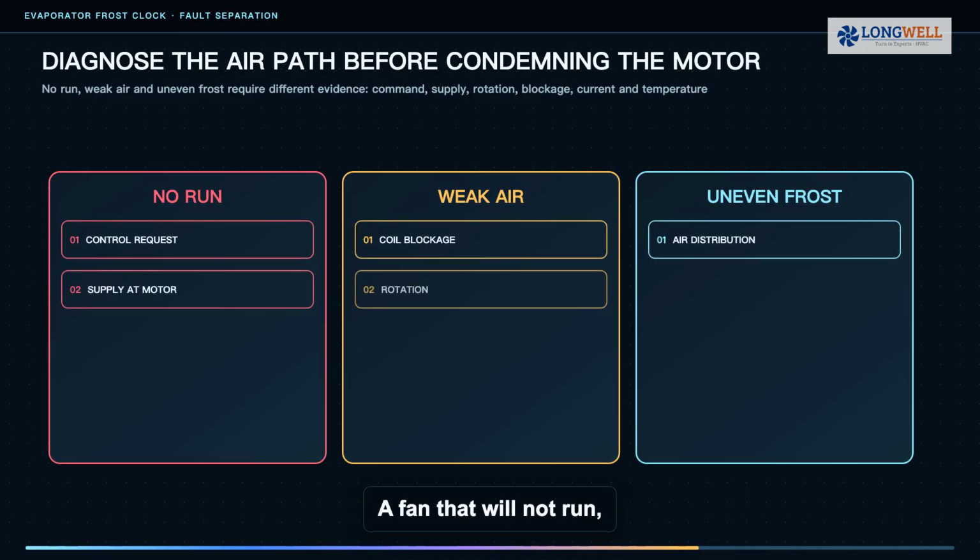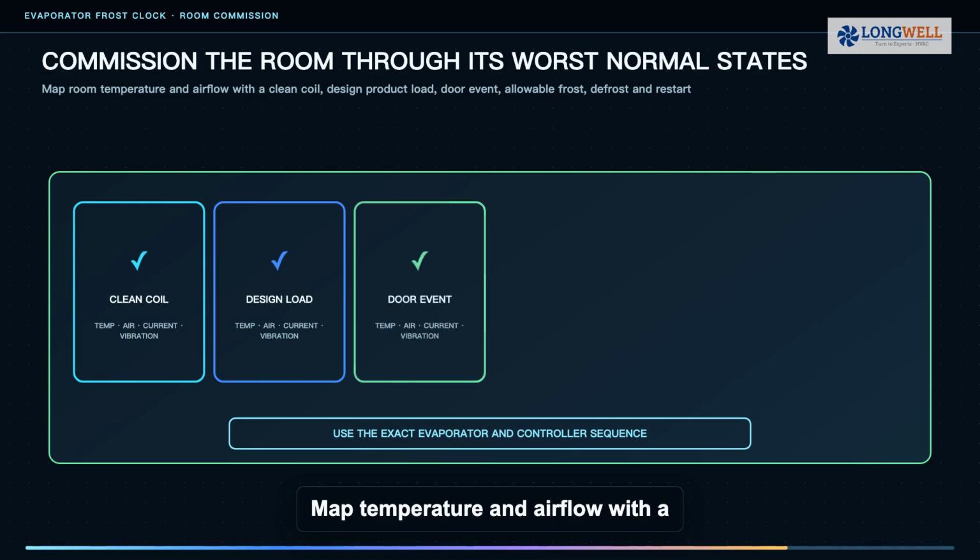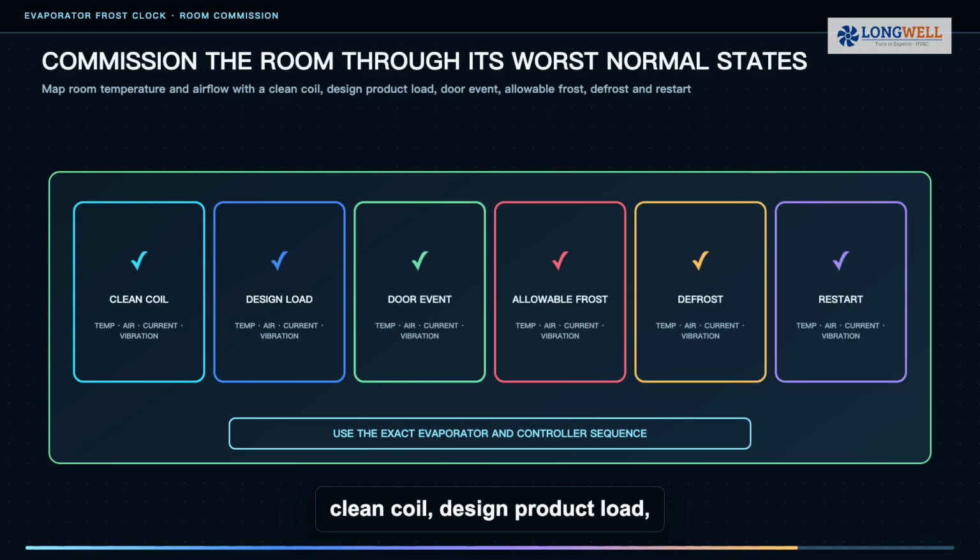A fan that will not run, a fan producing weak air and an evaporator with uneven frost need different evidence. Check the control request, safe supply test, protection and wiring, rotation, coil blockage, guard clearance, speed, current, refrigeration feed, door infiltration and defrost coverage. Map temperature and airflow with a clean coil, design product load, a representative door event, the allowed frost state, defrost and restart.